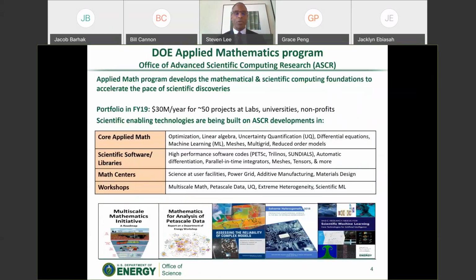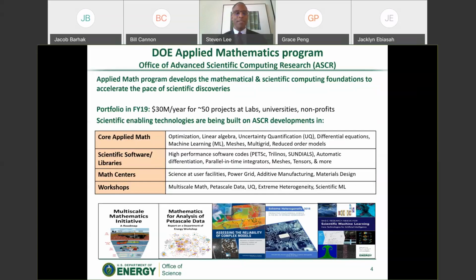The Applied Mathematics program is in ASCR. The short story is that it's right now a $30 million a year program. It has about 50 projects based at labs, universities, and with nonprofits. Some main areas are in core applied mathematics, for example, optimization, linear algebra, uncertainty quantification, differential equations, and so on. We also develop the foundations for scientific software libraries. Some are well known, such as PETSc and Trilinos, but we also have other codes as well.